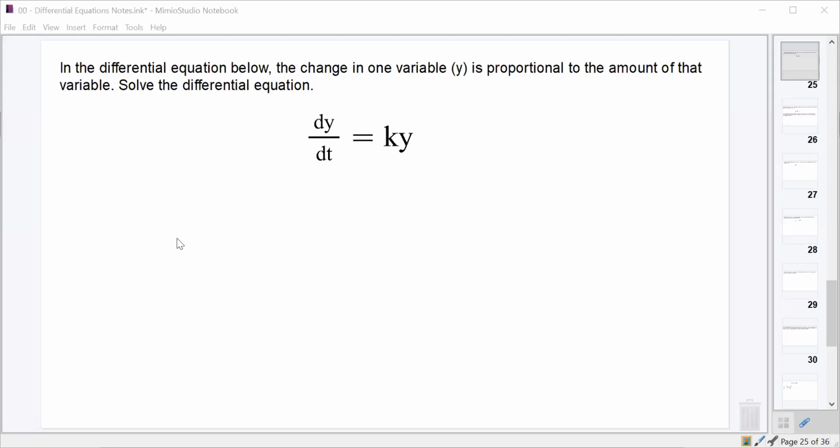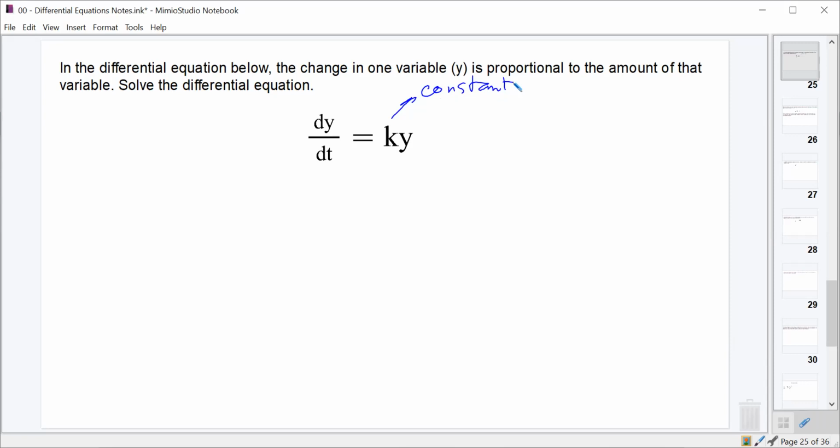This next topic for our differential equations unit is going to involve some differential equations in which the change in one variable, in this case y, with respect to time, dt, is going to be proportional to the amount of that specific variable, that amount of y that we have. Right? So the rate of change of some quantity is going to be proportional. In other words, it's going to be a constant times that variable. Okay? So k is going to be a constant.